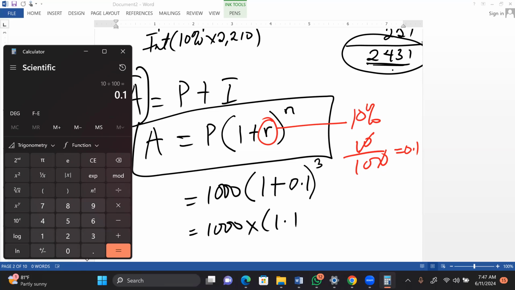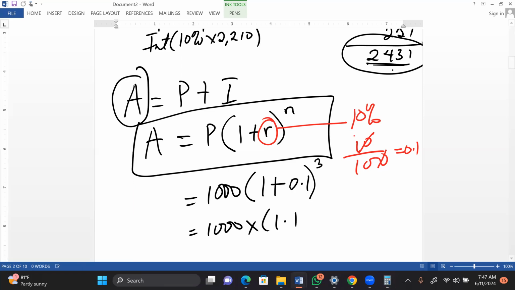Okay. Is that clear? So we have to do 10% divided by 100. 10% means 10 over 100. That's what it means. So you can't put it in percentage. No. You are converting it to decimal. To decimal, okay. Yeah, that's what we did here. We converted this to decimal.